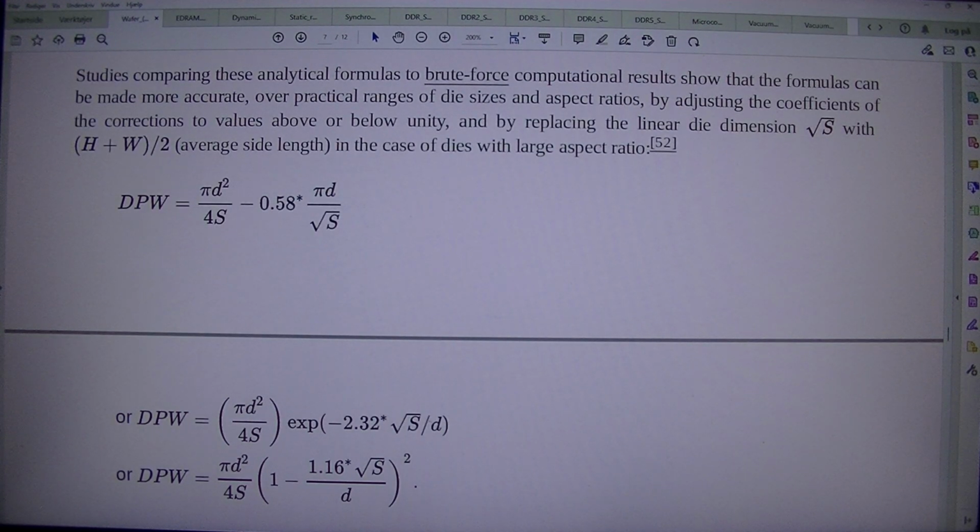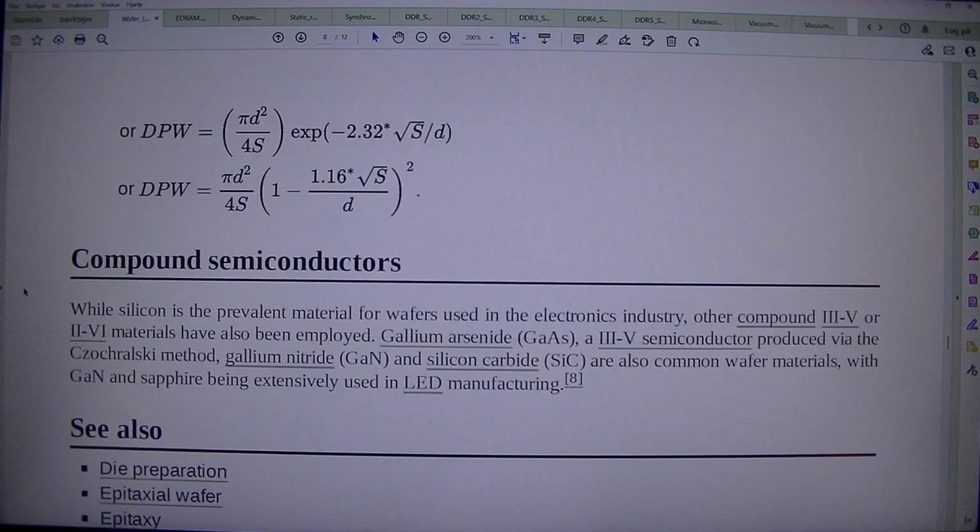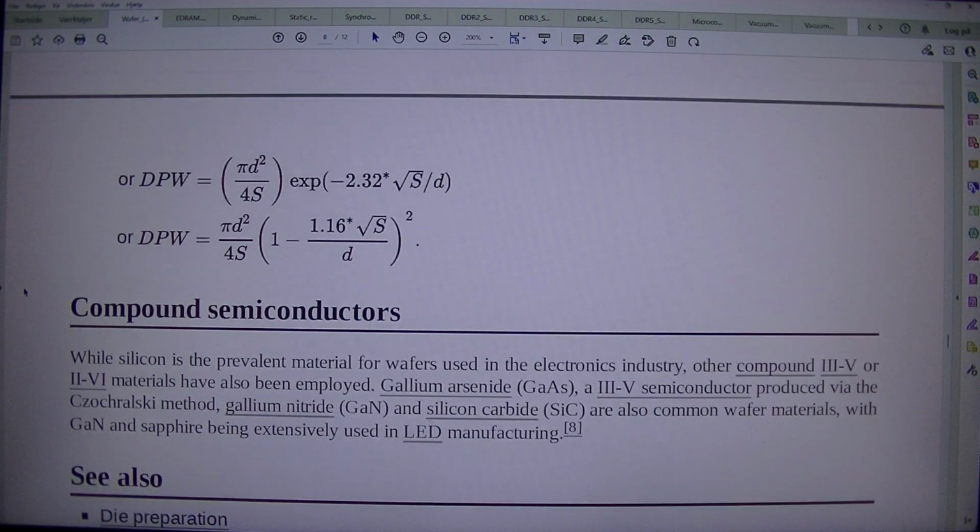Continue. Ranges of die sizes and aspect ratios, by adjusting the coefficients of corrections to values above or below unity, and by replacing the linear die dimension with average side length, in the case of dies with large aspect ratios. Ferris-Prabhu, Smiley. Compound semiconductors.